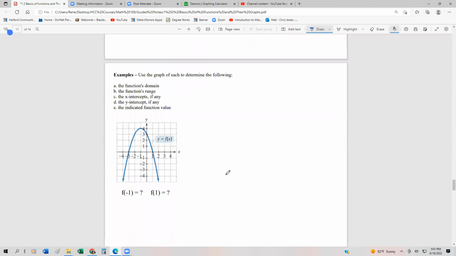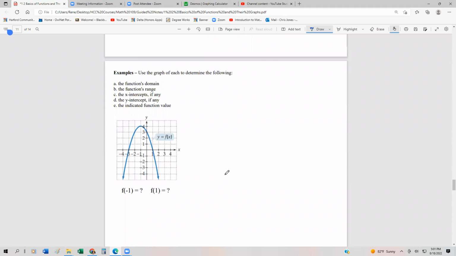So one idea is that we're going to tie together everything that we've seen so far with the graphs of functions. We've talked about domain, we talked about range, we talked about intercepts in the previous section, and we just looked at the indicated values of functions. So let's first start with the domain of the function. Now remember, domain is all possible x values.